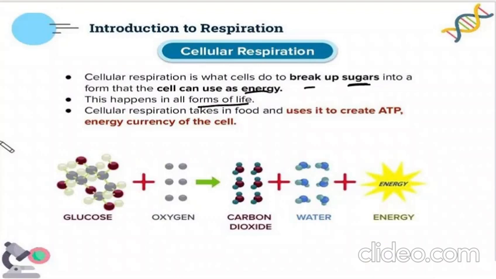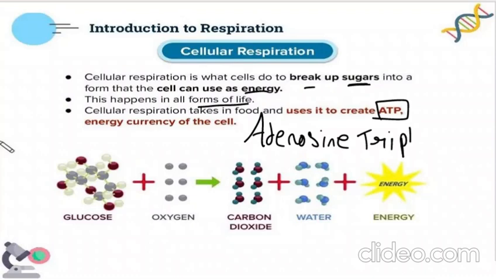Now, cellular respiration takes in food and uses it to create ATP, which is the energy currency of the cell. Now what is ATP? ATP is adenosine triphosphate. We are going to study very detailed information about ATP ahead.